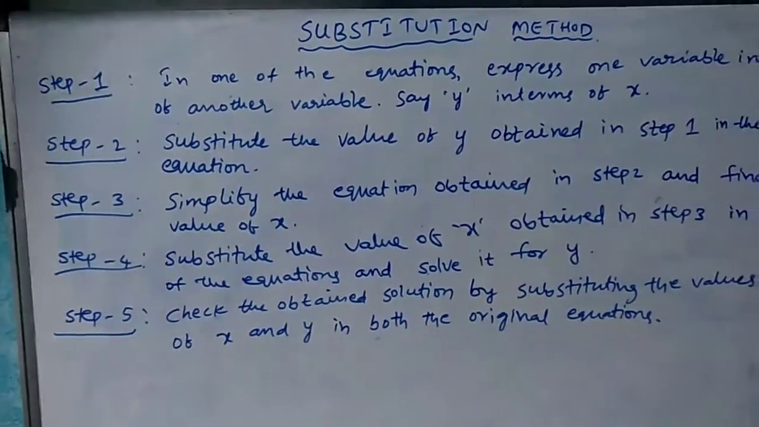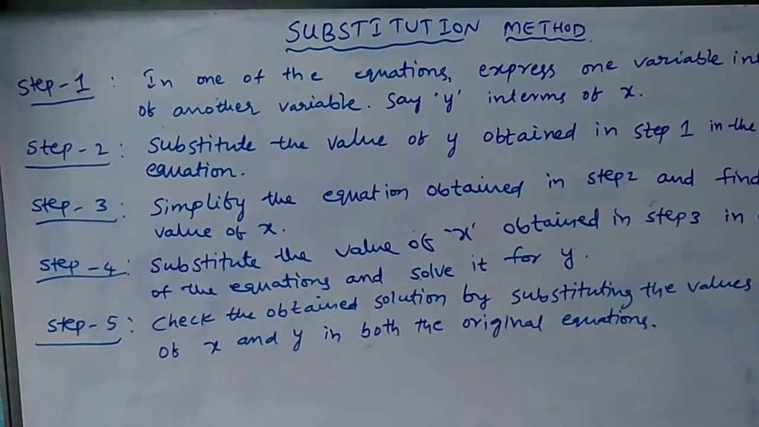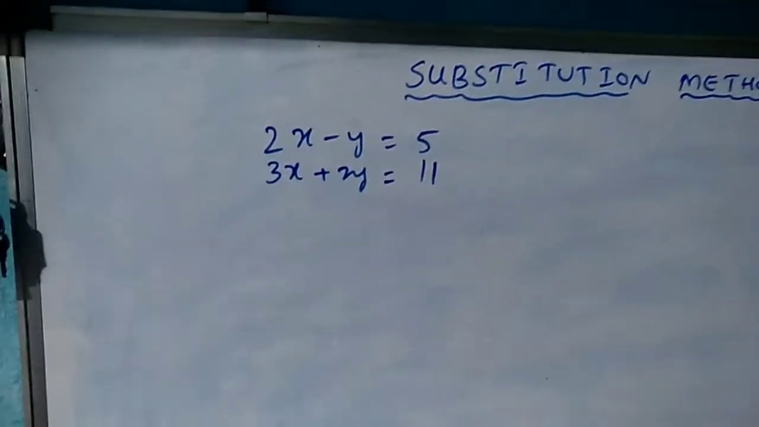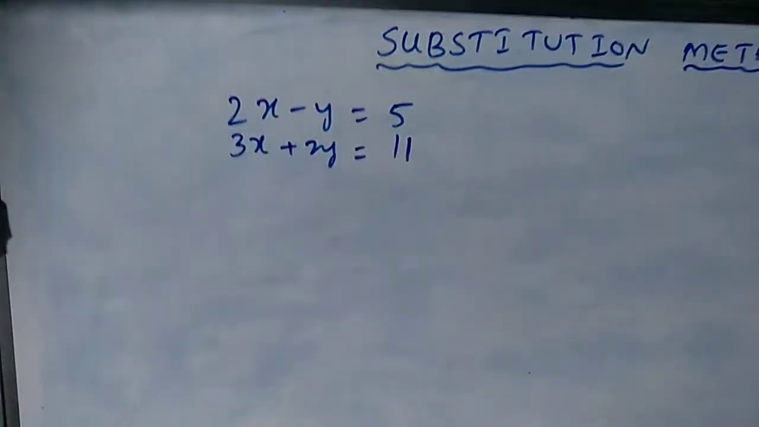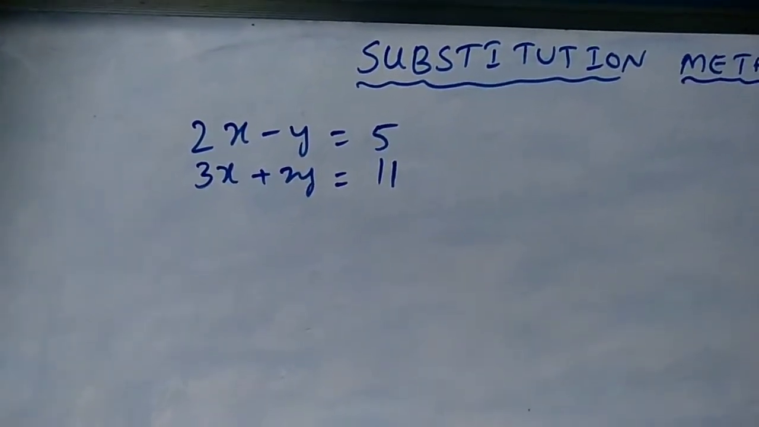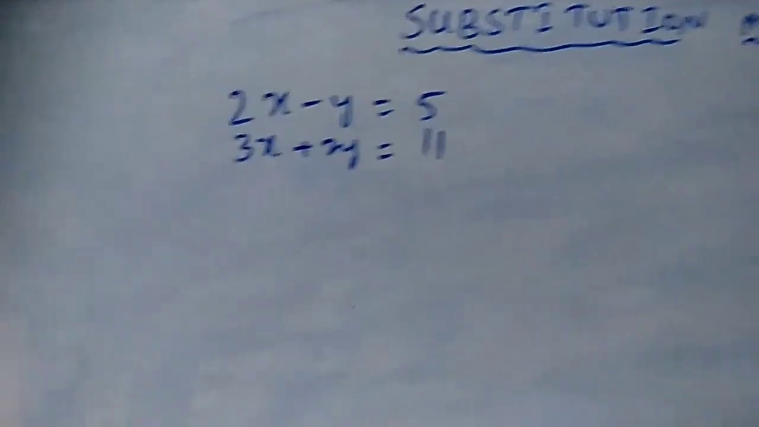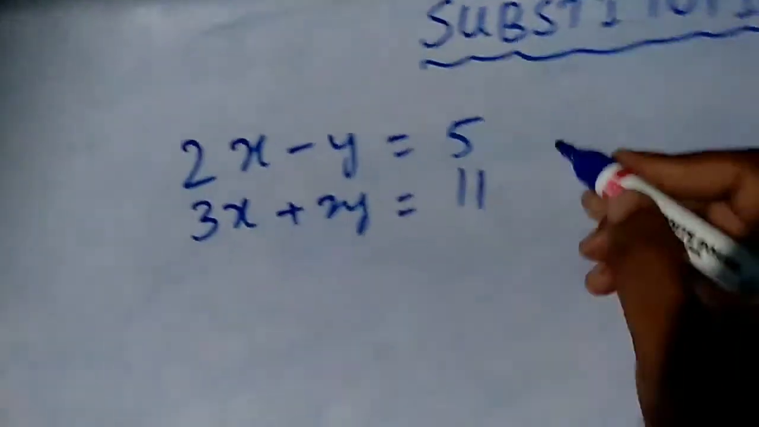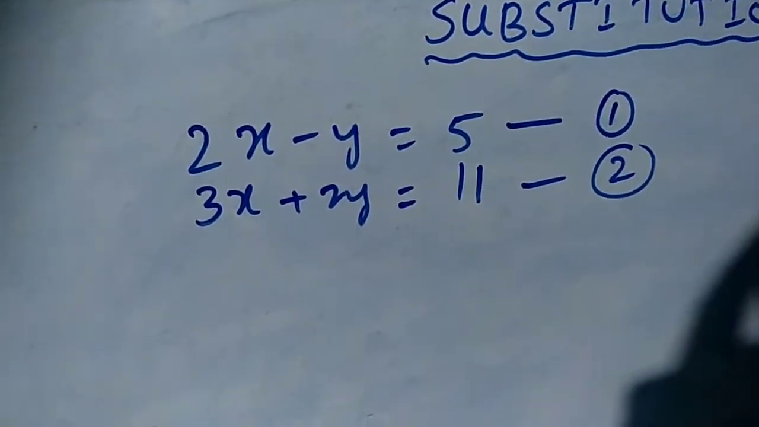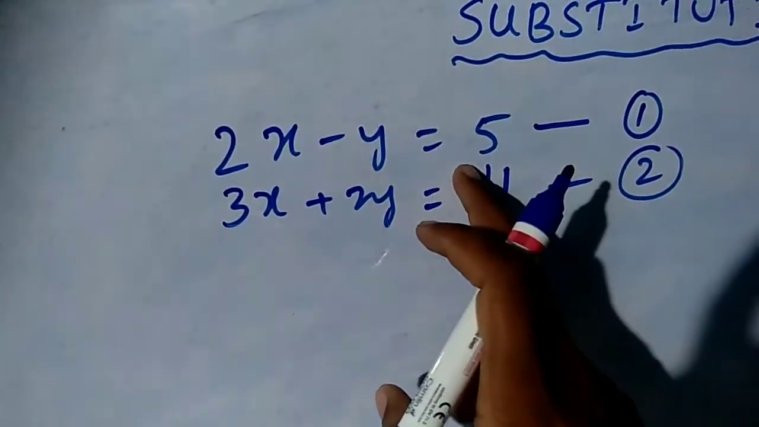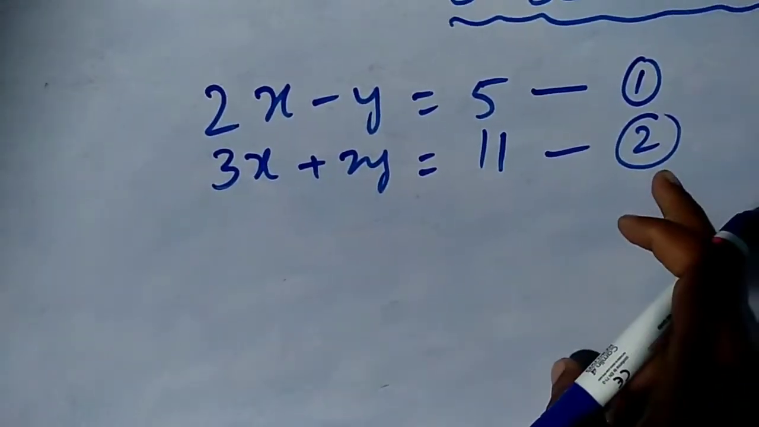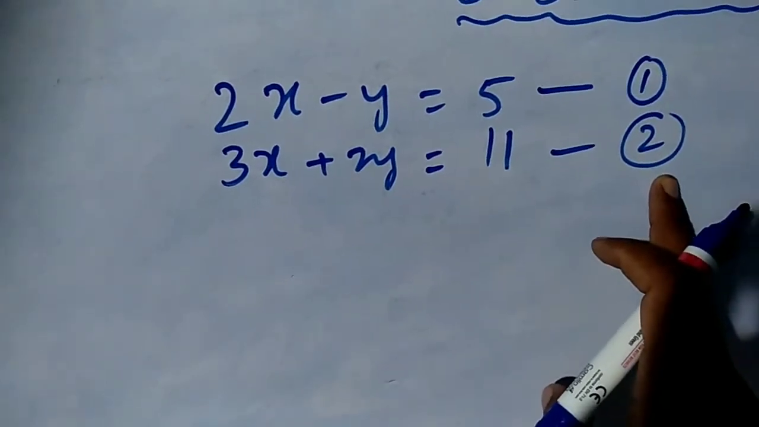Okay, now I am taking one example and explaining it. Now I explain with an example. Equations are 2x minus y is equal to 5, 3x plus 2y is equal to 11. Let this be equation number 1, this is equation number 2. So 2x minus y is equal to 5, this is equation number 1. 3x plus 2y is equal to 11, this is equation number 2.